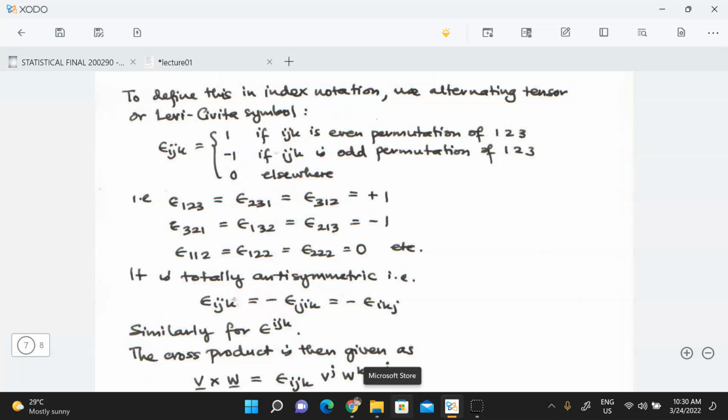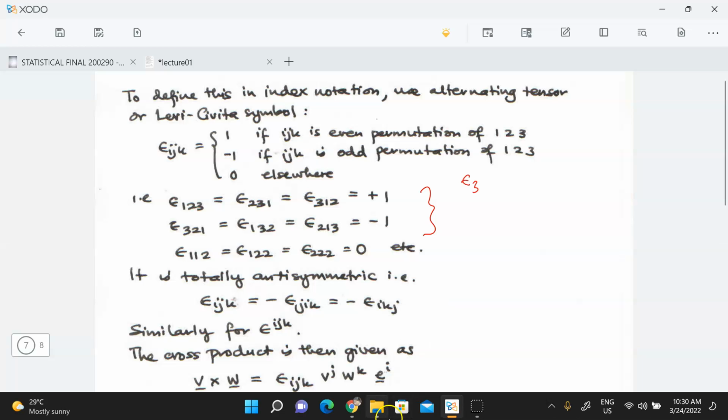So this epsilon ijk is 1 when it's an even permutation of 1 to 3. If it's an odd permutation, then it's minus 1. So the definition is actually over here. You can see this is the natural ordering, 1, 2, 3. Make a cyclic permutation of this: put 2 in front, then 3 in front, and you get 2, 3, 1, and then 3, 1, 2. That is even permutation.